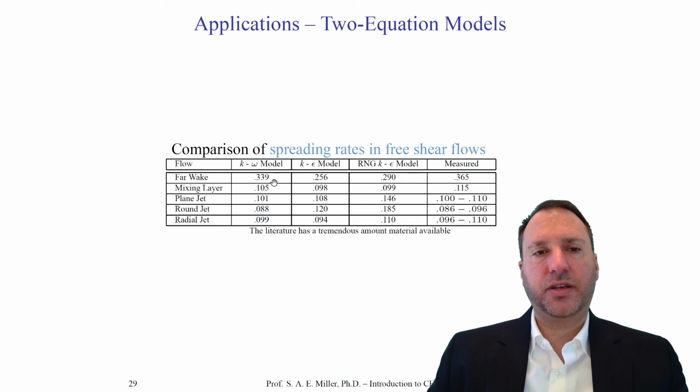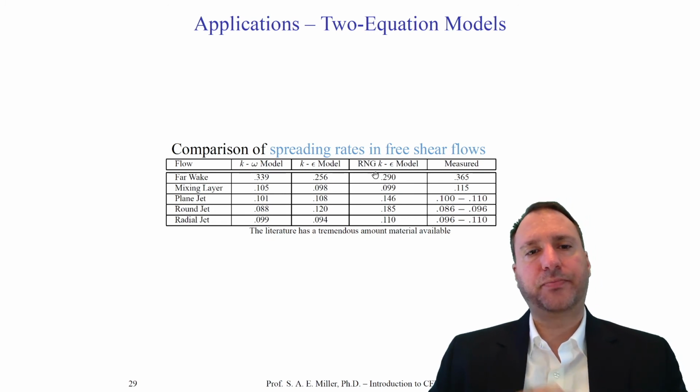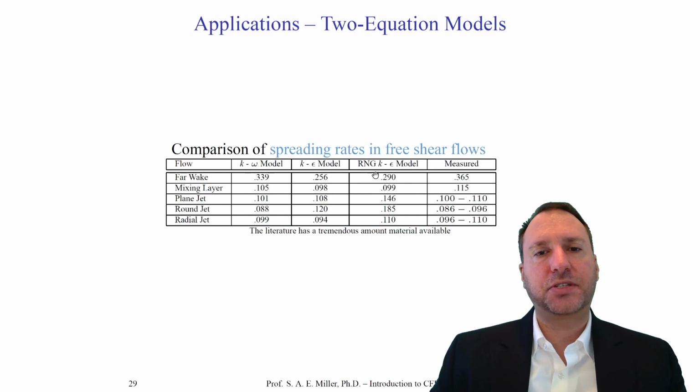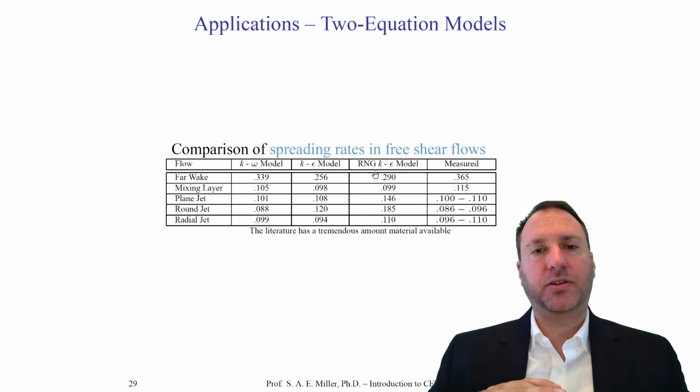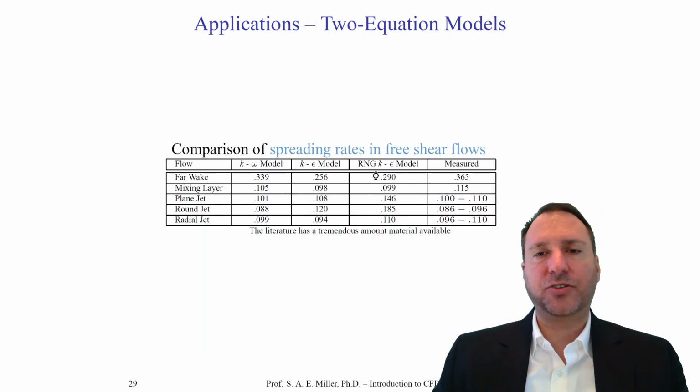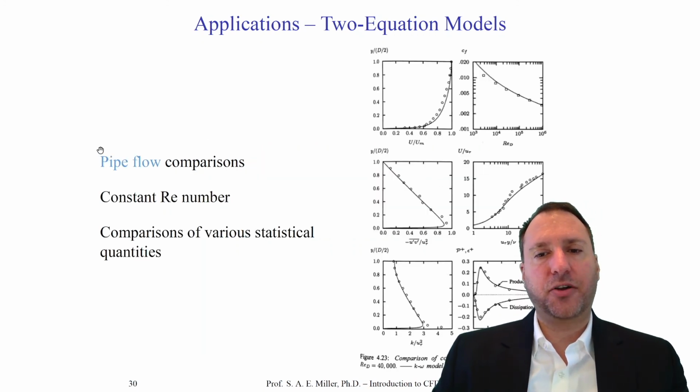For example, for the far wake, the K omega model gives 0.339, where the measurement is 0.365. K epsilon and RNG K epsilon are 0.256 and 0.290. And you can make these comparisons for all these flows for each particular type. You can kind of assess their predictive capability and accuracy. But do not discount K epsilon models just from this chart. There's other types of flows where they're going to be superior. And you'll have to make the best modeling choice for the particular flow you're trying to model.